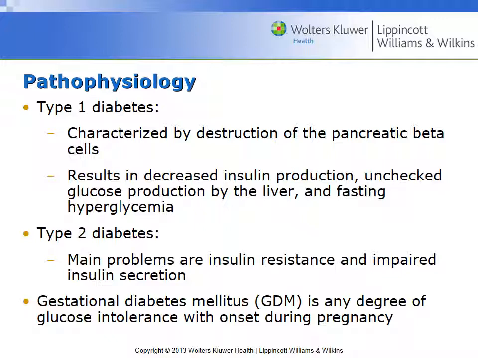Type 1 diabetes is characterized by destruction of the pancreatic beta cells, and it results in decreased insulin production, unchecked glucose production by the liver, and fasting hyperglycemia. In type 2 diabetes, the main problems are insulin resistance and impaired insulin secretion. Gestational diabetes, which is another type of diabetes, is any degree of glucose intolerance during or with the onset of pregnancy.